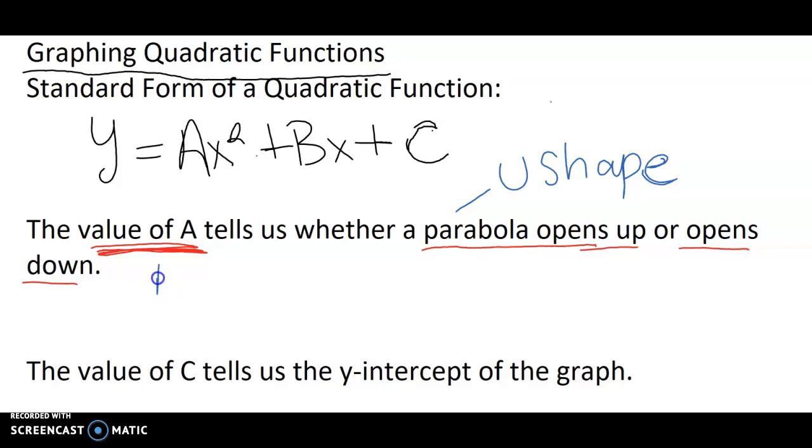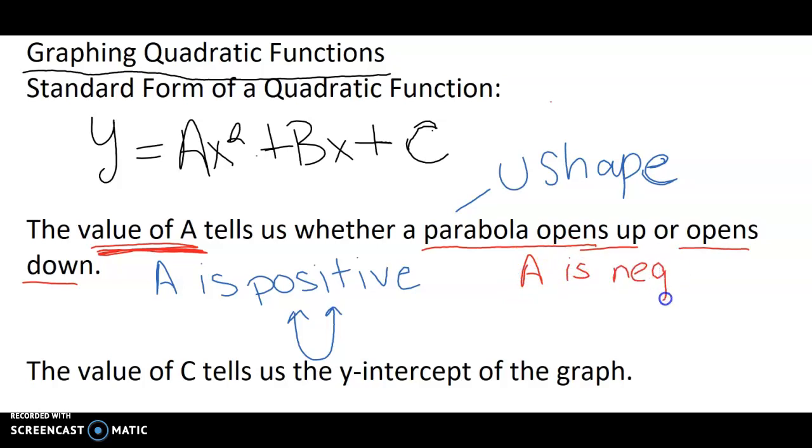So if the value of a is positive, we know that our graph is opening up. So it looks something like this. It's a U that's opening upwards. And then if our a is negative, we know that the graph opens down. So it looks something like this. So we're going to be looking at the a value.